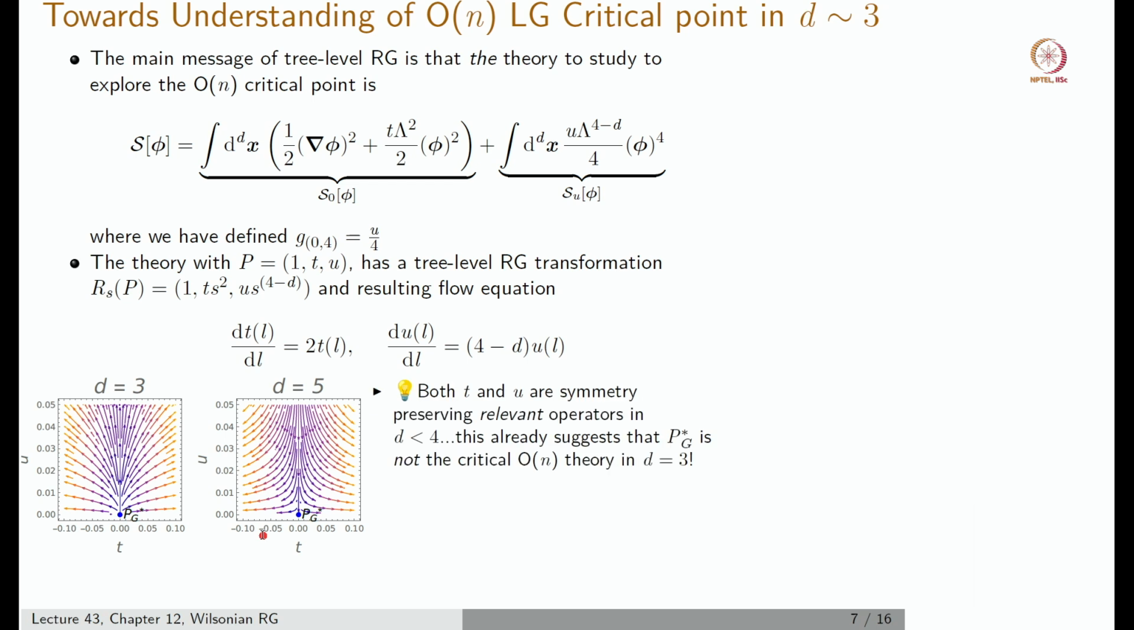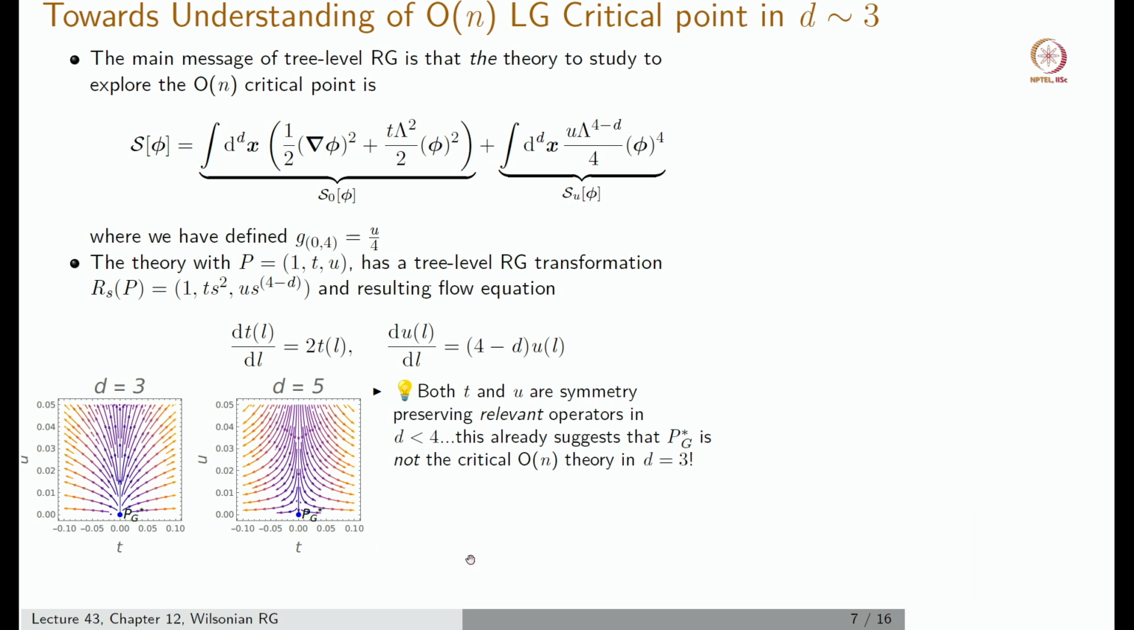What is that telling you? That is telling you that this Gaussian fixed point is not describing our O(N) symmetric, or O(1) symmetric in the case of the Ising model, in 3 dimensions, right? So this suggests that this P star G is not the critical point that we are seeing. It could be some other system may realize it, but certainly it's not the Ising magnet in 3 dimensions that is realizing this Gaussian fixed point.